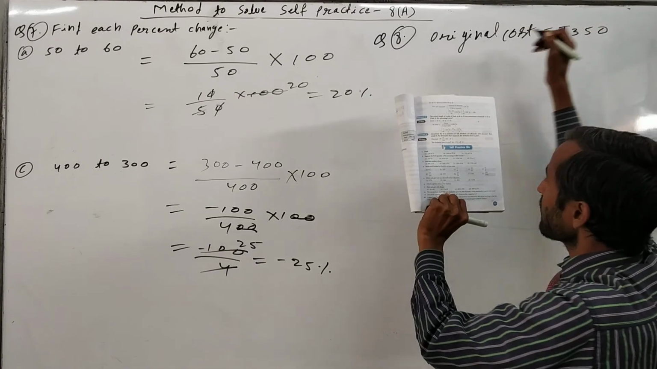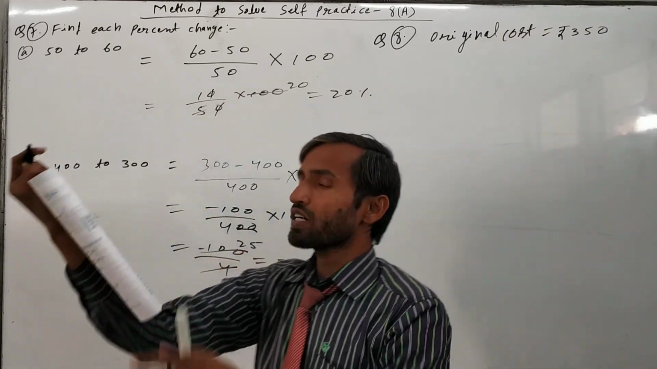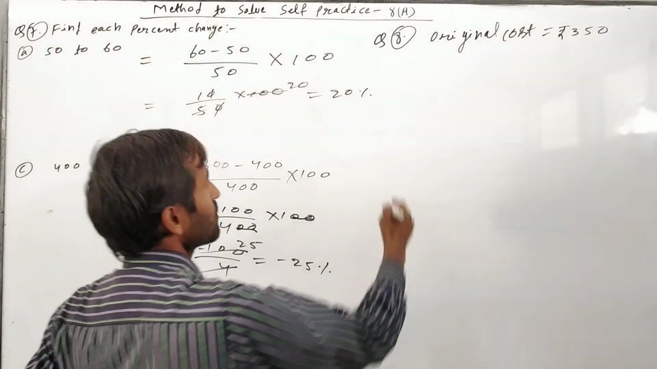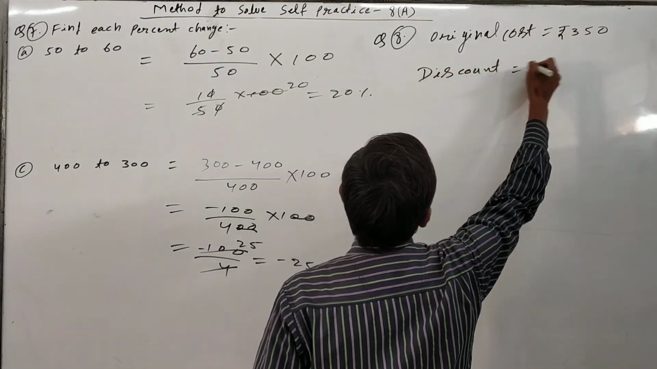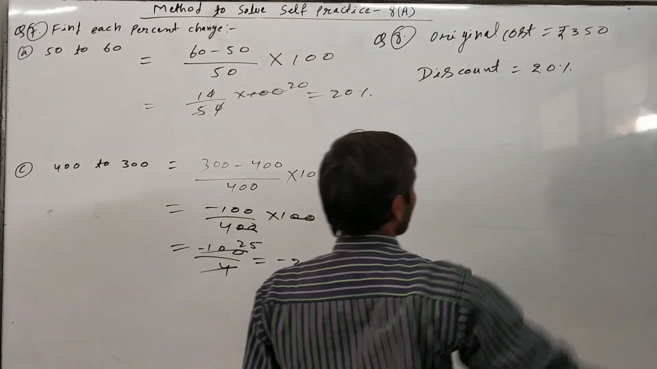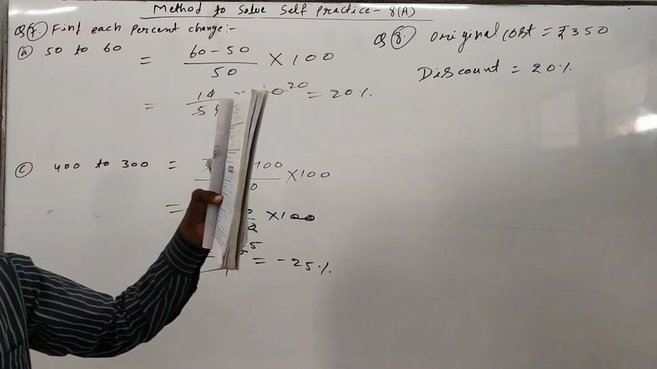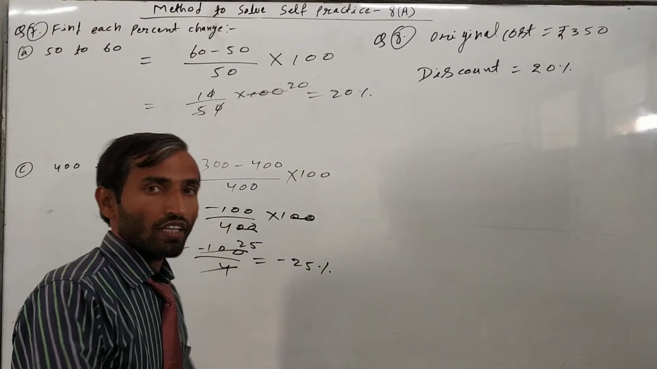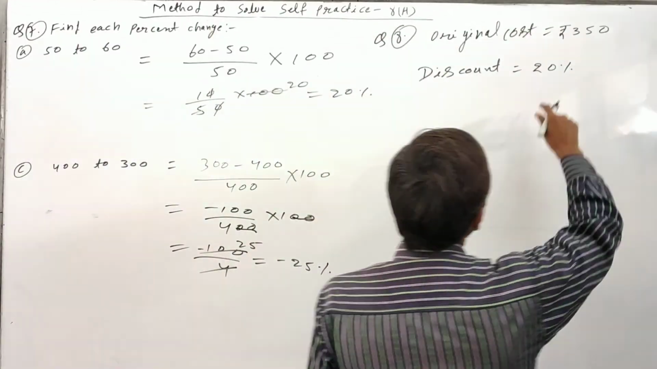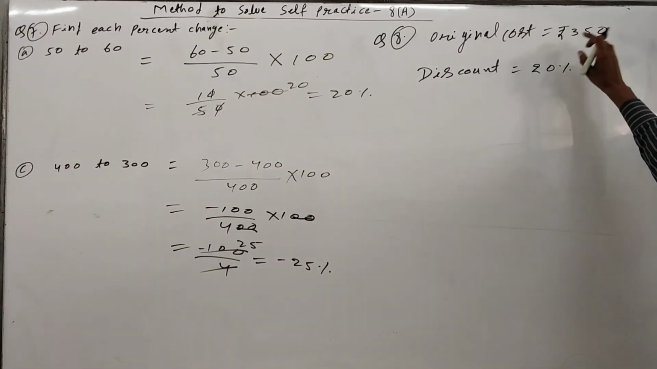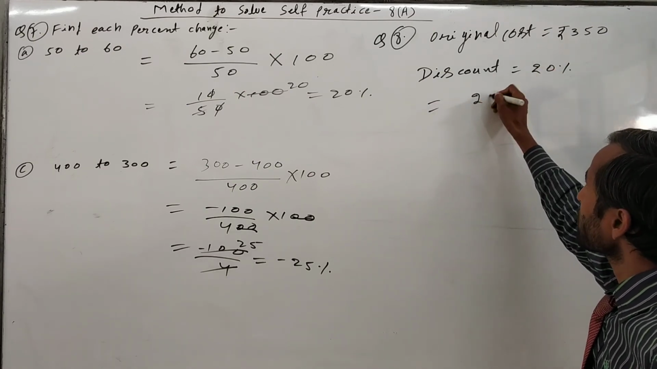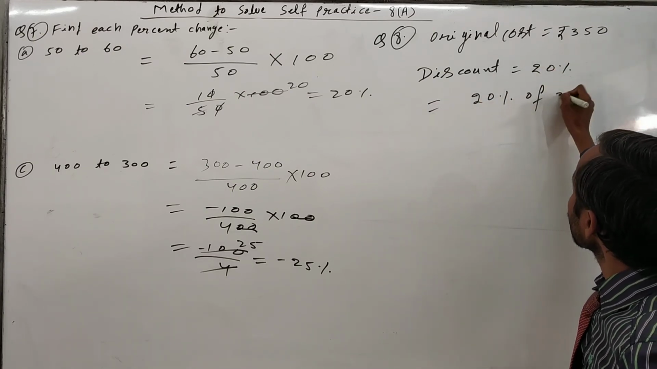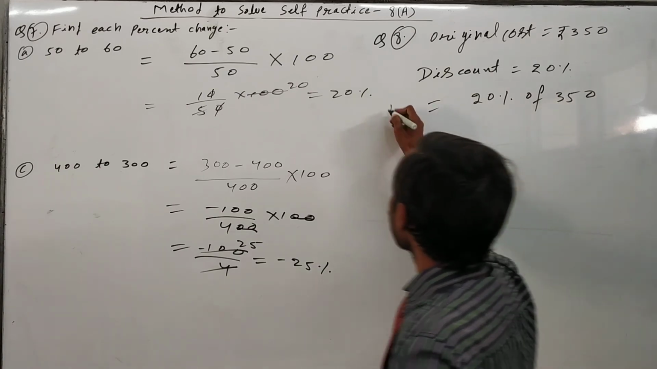And after that the bookseller gave me a 20% discount. So the discount percent is given. Discount percent is equal to 20%. So how much does he have to pay to buy the book? For that, just find the discount value. So the discount value is 20% of this, 20% of 350. Then it will come as the discount money.